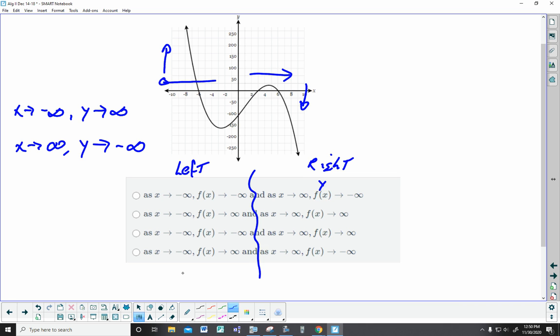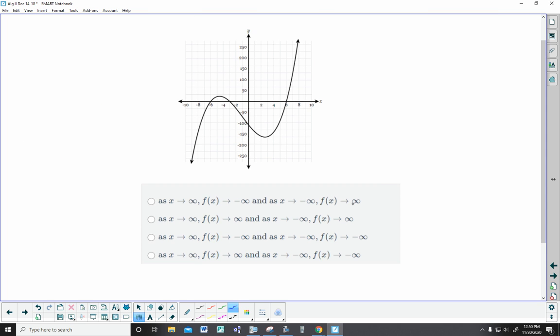So now which one is this? Left is down. Nope. Left is up. Yes, that's a possibility. But see, it's also here. So this one can't be it either. So it's a choice of these two. Now look at the right side. As x goes really far right, you go really far up? No. As x goes really far right, you go really far down. So that's this one. Okay?